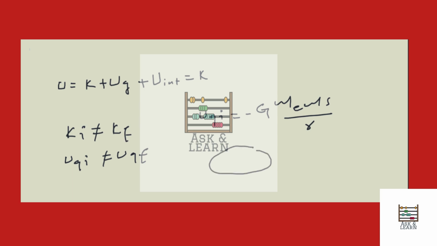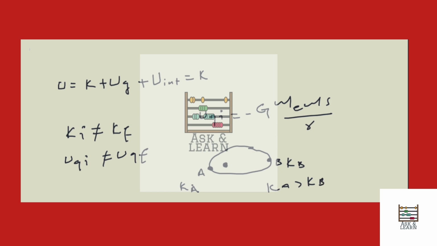So let me draw an elliptic orbit here, and let's say this is the Earth, and this is the point which is closest to the Earth, and this is the farthest. So let's say this is A and this is B. At point A, kinetic energy is, let's say, Ka, and at point B, kinetic energy is Kb. Well, kinetic energy at point A is greater than kinetic energy at point B.